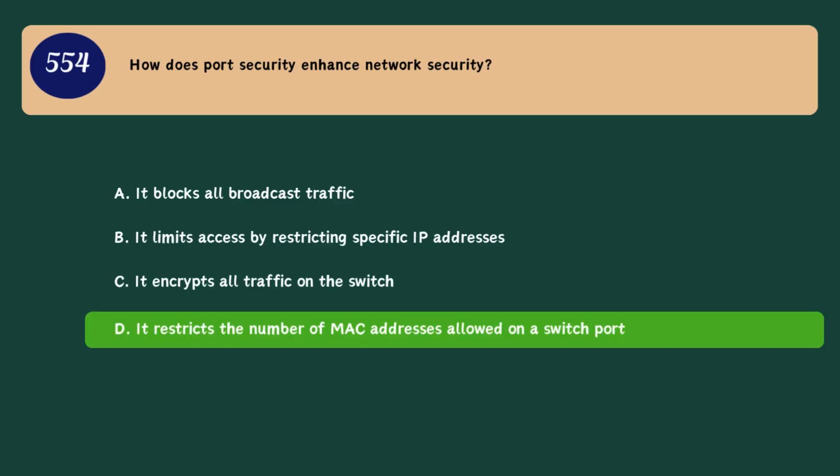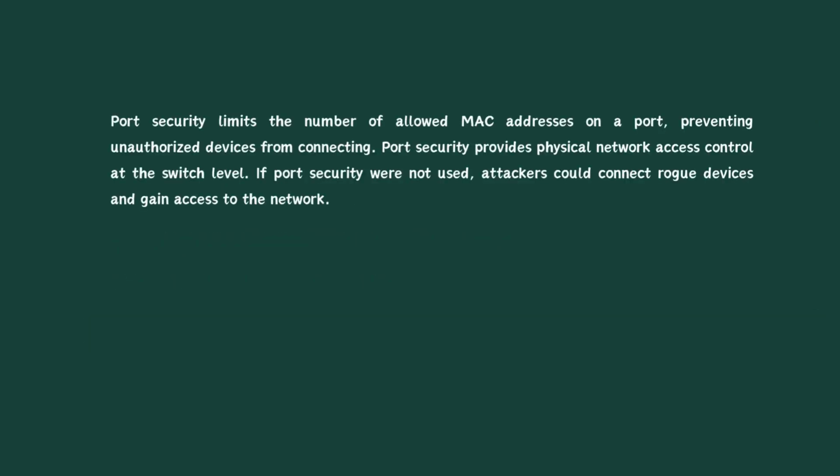Correct answer. D. It restricts the number of MAC addresses allowed on a switch port. Port security limits the number of allowed MAC addresses on a port, preventing unauthorized devices from connecting. Port security provides physical network access control at the switch level. If port security were not used, attackers could connect rogue devices and gain access to the network.